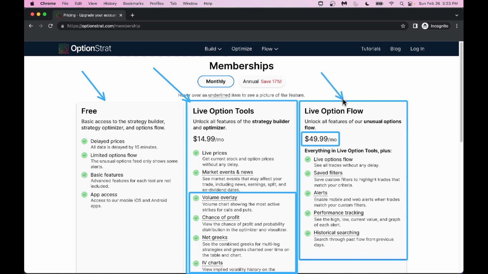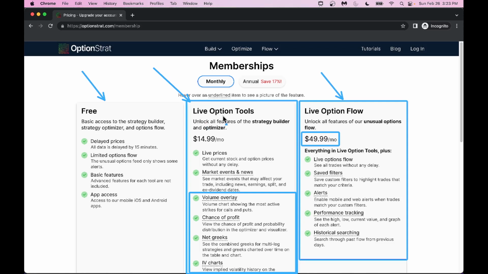I don't recommend live option flow for most participants, mainly because many times when you have live option flow, you can overtrade and generate some losses. That's why I don't recommend live option flow unless you are very serious and you want to trade a lot and you know what you're doing. Only then go into live option flow. Otherwise, I recommend you stay with free or go into the live option tools.